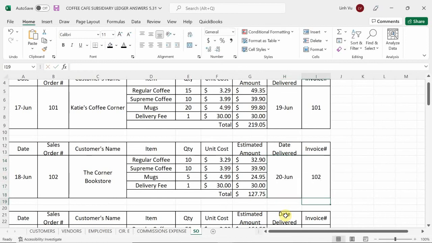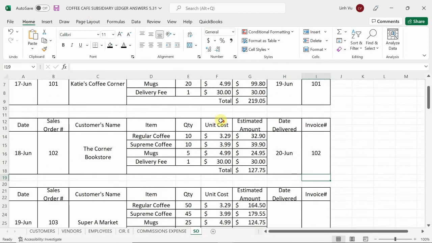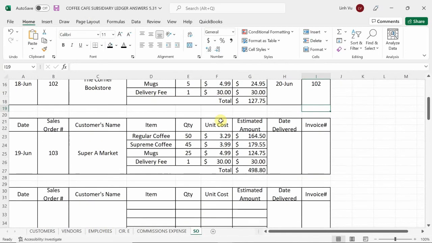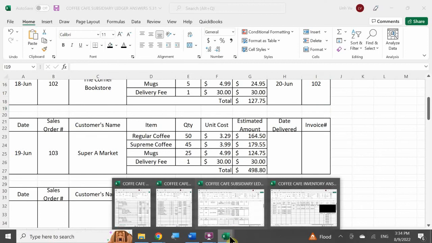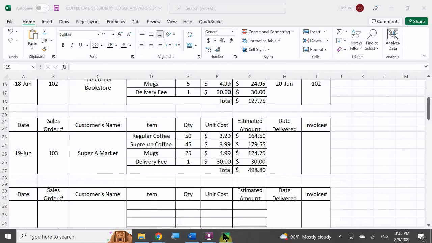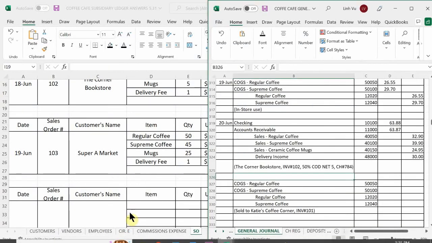Right? We delivered to the corner bookstore on June 20th, and we issued invoice number 102. Good. So we're pending one sales order. Okay. So now that we finished the journal, finished the ledger, finished the customer profile, commissions, and sales order, there's one more thing that we need to do as well before we do the inventory.